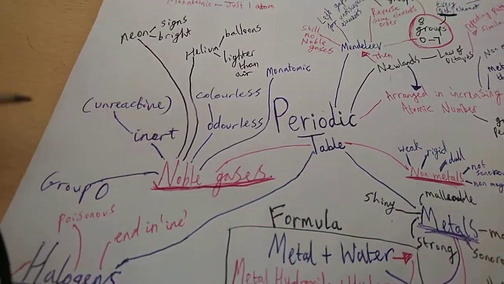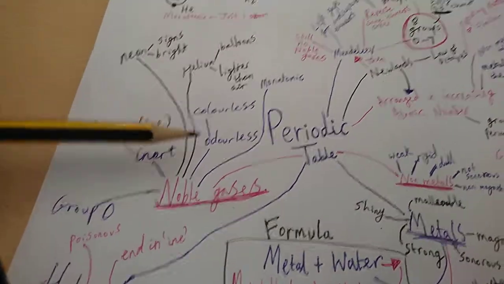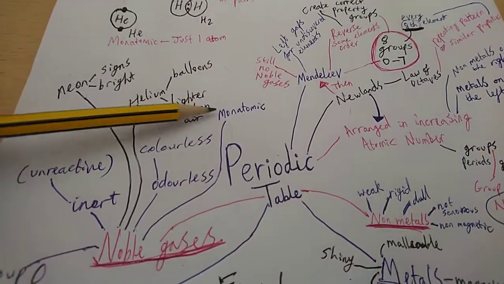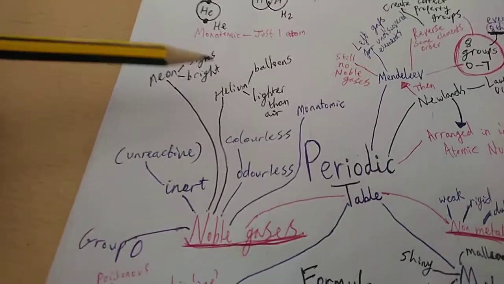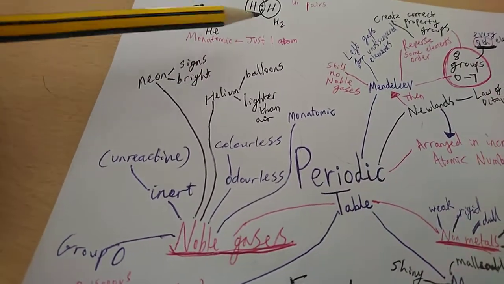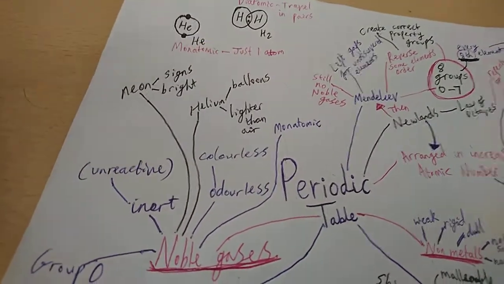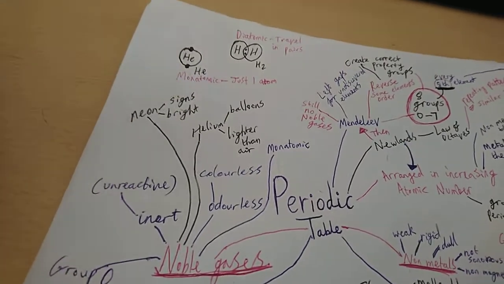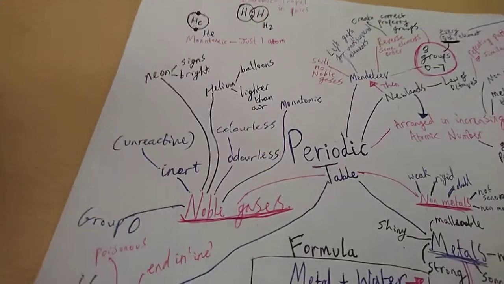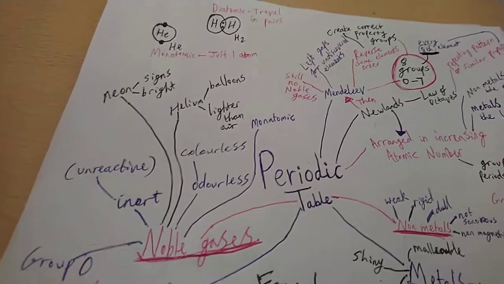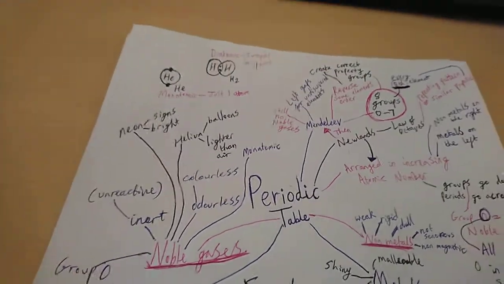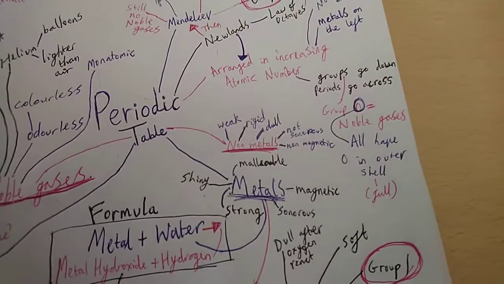They're odorless, inert, which means they're unreactive. They're colourless, they're monatomic, and some examples of them are helium, which is used in balloons because it's lighter than air, and neon, which is used for signs because it lights up bright, which is kind of ironic considering it's a colourless gas. Anyway, let's move on to the properties of metals and non-metals.